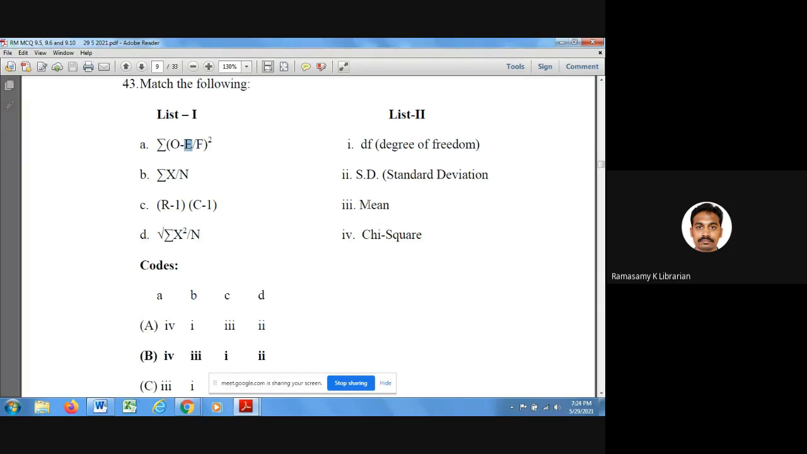What is left out? This is standard deviation. What is standard deviation? Sigma of x squared. You are calculating x squared, then totaling all the x squared. You get sigma x squared divided by n. Whatever answer you got, that is the variance, and you have to find the square root of the variance. You will get the standard deviation. So D stands for 2, standard deviation. Very simple. You have to remember this. O stands for observed, E stands for expected. If you remember such things, it's very easy to match these formulae.